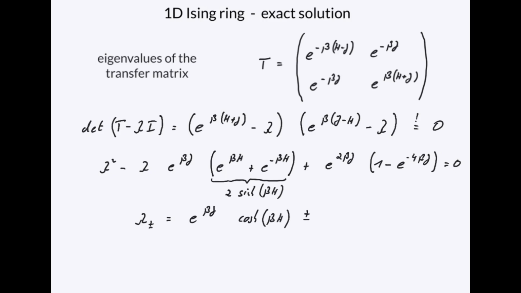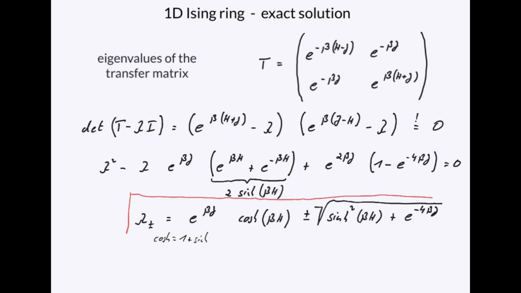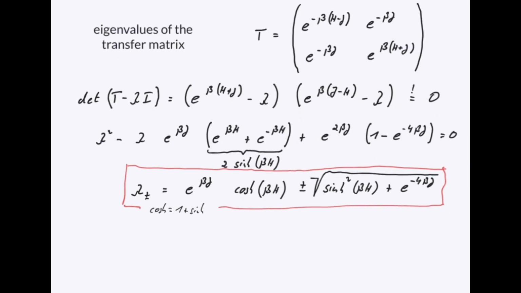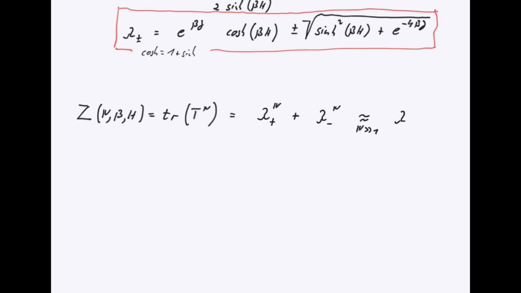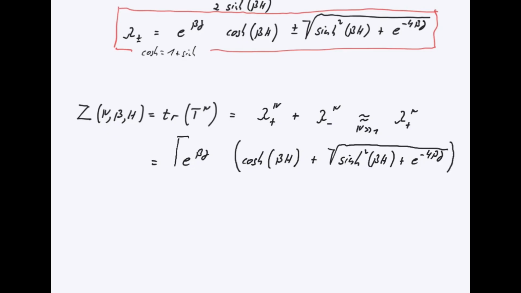In our calculations, we use the expressions for the sine hyperbolic of x, which is equal to e to the power x minus e to the power minus x, and the cosine hyperbolic is equal to the square root of 1 plus sine hyperbolic squared. Now it's easy to determine the partition function of the 1D Ising ring, Z(N, beta, h), which is equal to the trace of the transfer matrix to the power N, which by diagonalizing is equal to lambda plus to the power N plus lambda minus to the power N. Further, we assume that N is very large, hence the latter sum is dominated by lambda plus to the power N.